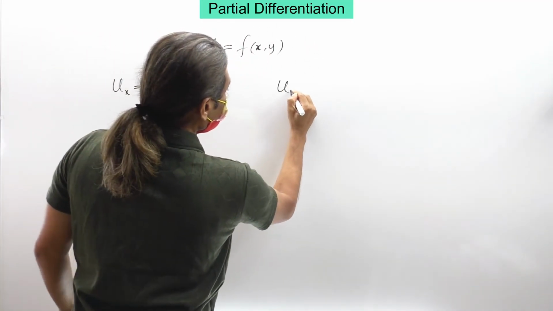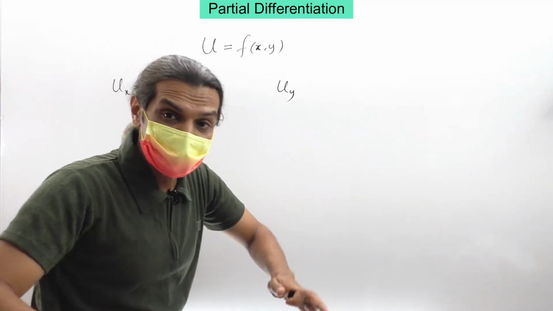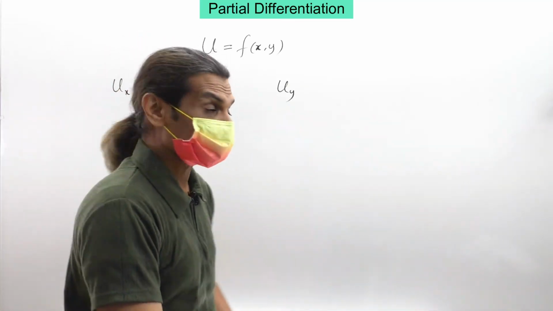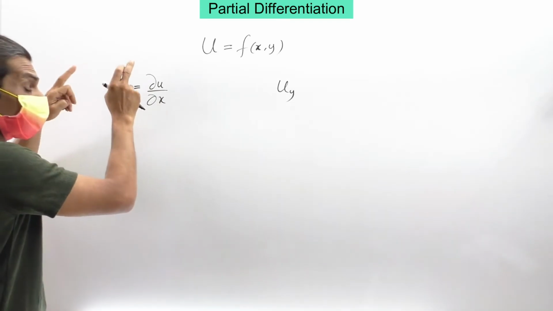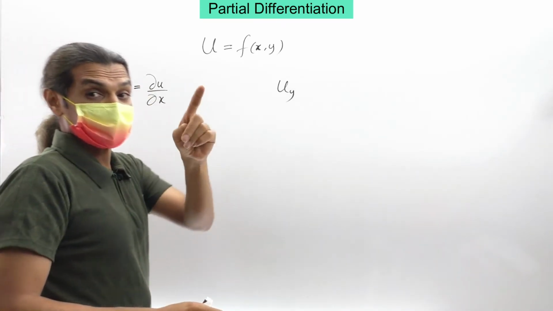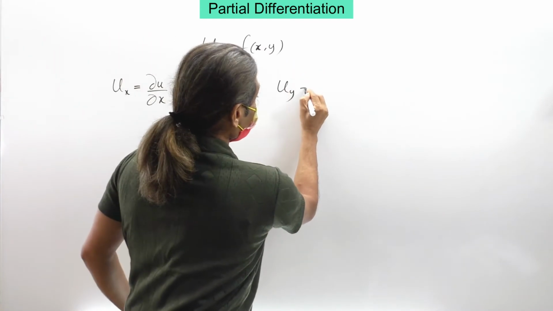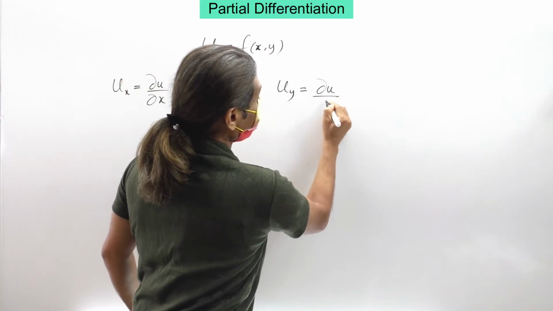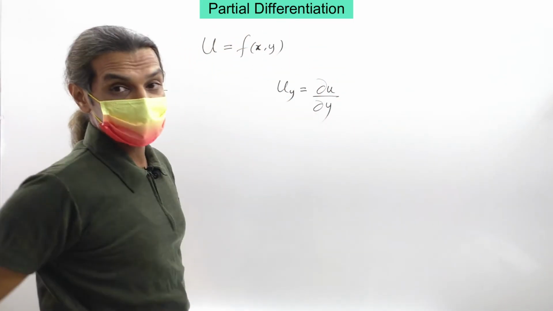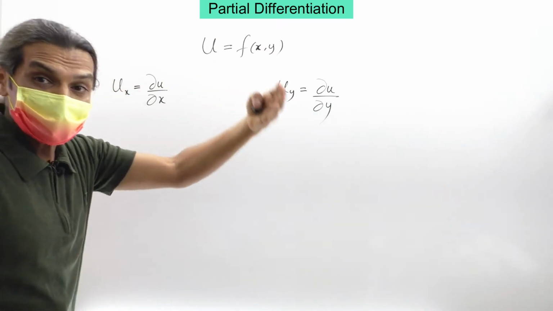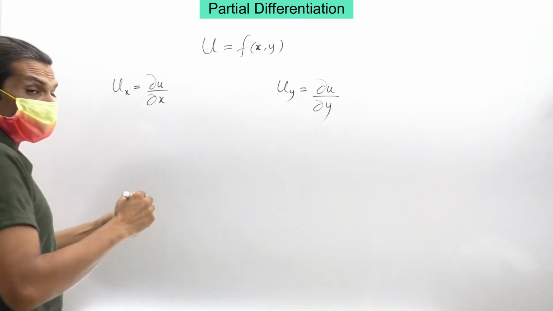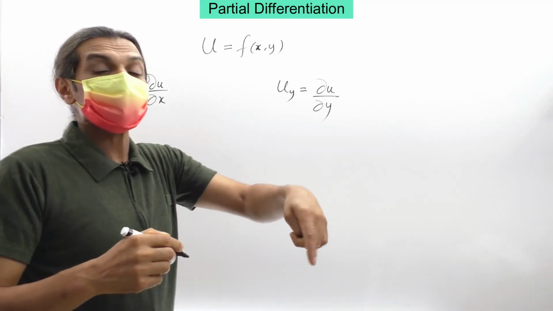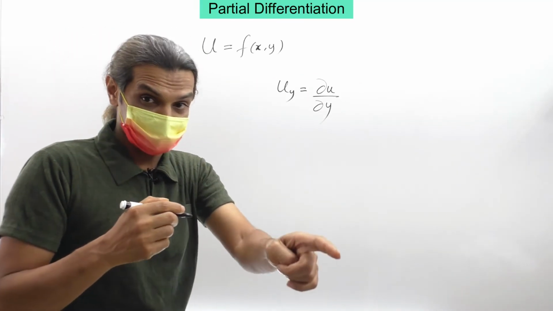Also, u y means we are partially differentiating with respect to y. Dou u by dou x means we are partially differentiating with respect to x, keeping y constant. Dou u by dou y means we are partially differentiating with respect to y, keeping x constant. Again, the second order derivative for this will be, differentiate u x again, and it becomes u double x. This is how we denote it.